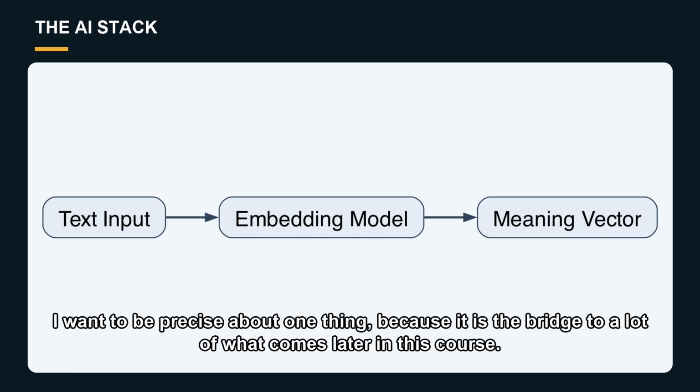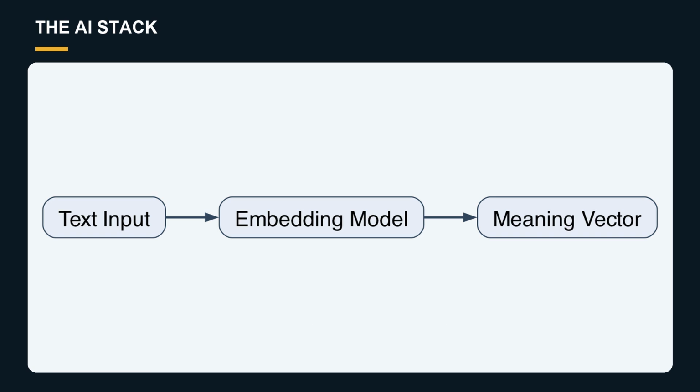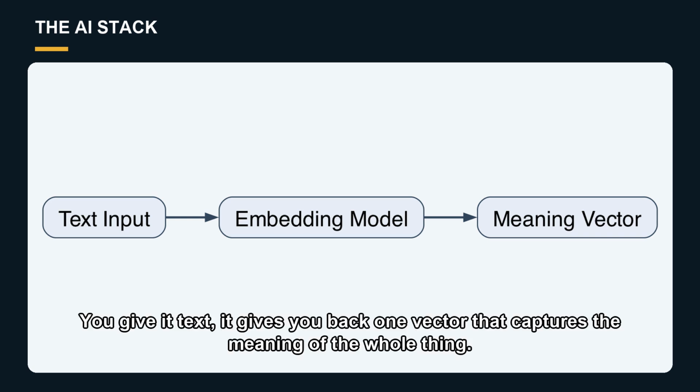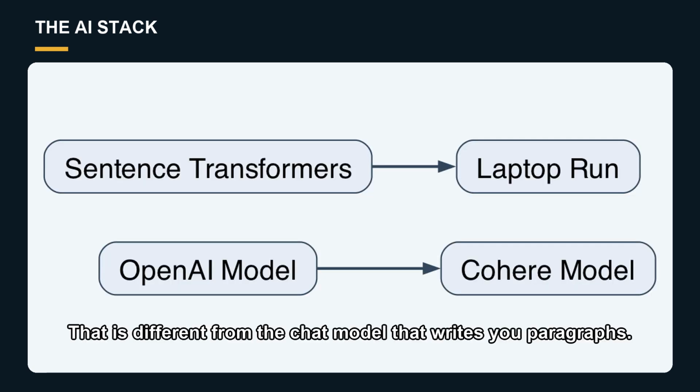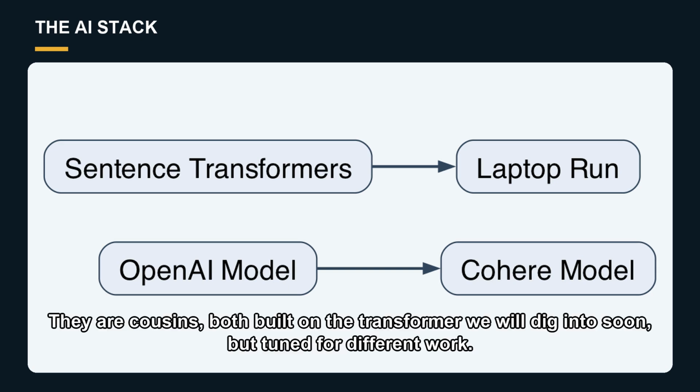I want to be precise about one thing, because it is the bridge to a lot of what comes later in this course. There are two related but different jobs here. A dedicated embedding model has one purpose. You give it text, it gives you back one vector that captures the meaning of the whole thing. That is different from the chat model that writes you paragraphs. They are cousins, both built on the transformer we will dig into soon, but tuned for different work.